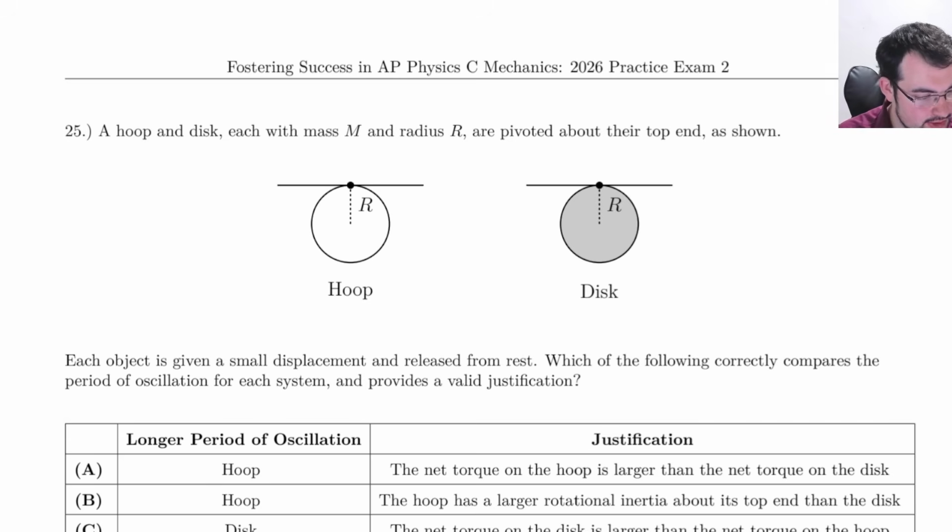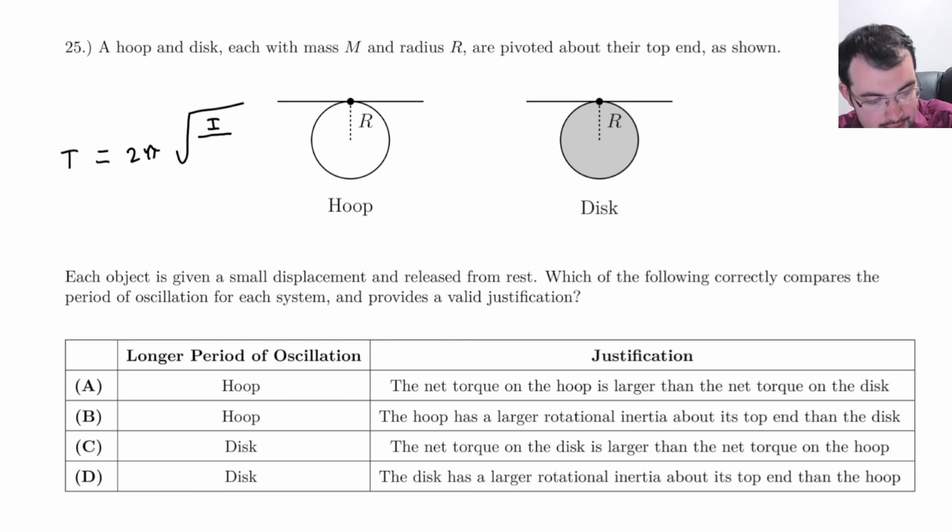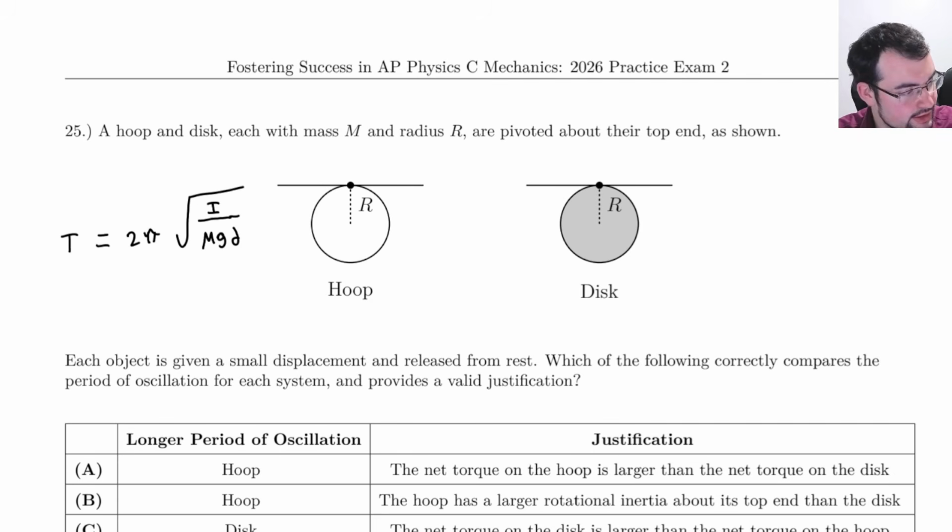All right, now we have a hoop and disc that are serving as these sort of physical pendulums, where we pivot them along their top and we give them a small displacement and look at the period. We want to compare their oscillation period with valid justification. So if we look at our formula sheet, our expression for the period of a physical pendulum is 2 pi square root of I, about the pivot point, divided by mgd from the pivot. And this should make sense because period should be increased if you have more inertia, where it's harder to change your motion. And this mgd is really the restoring force or the restoring torque.